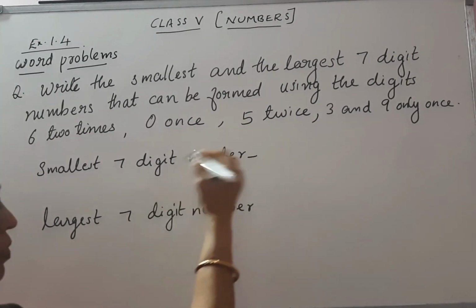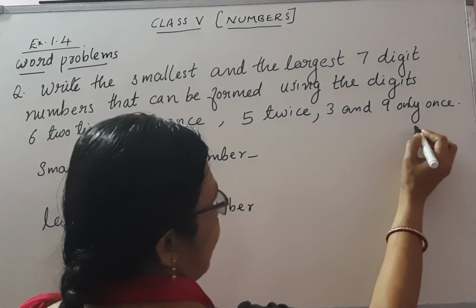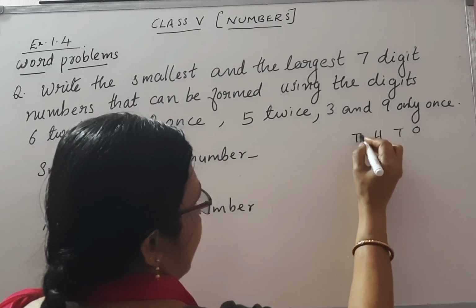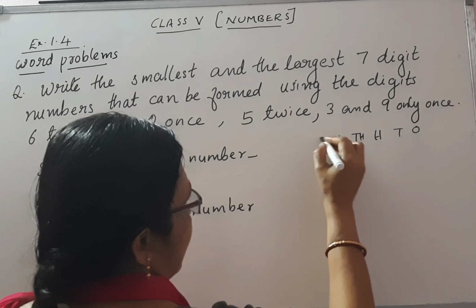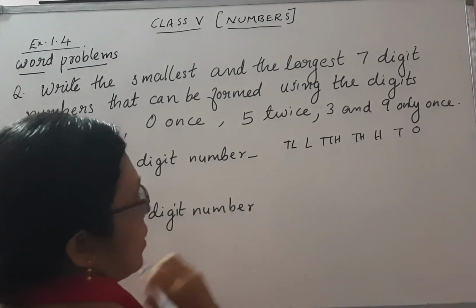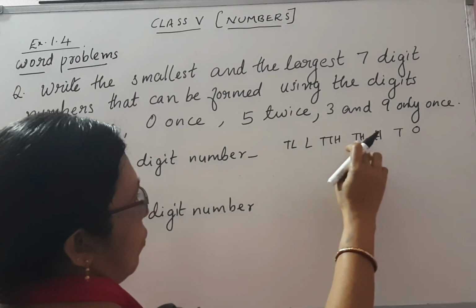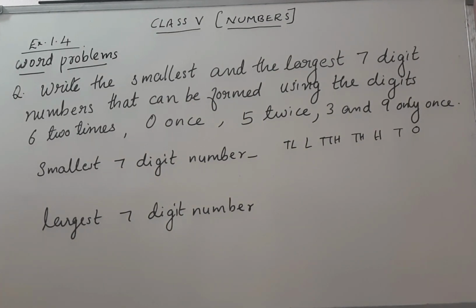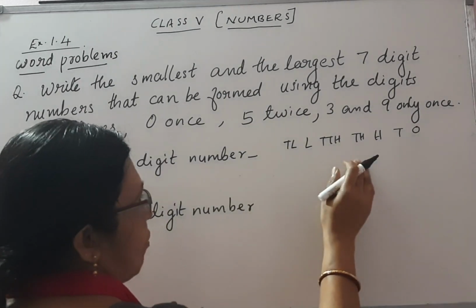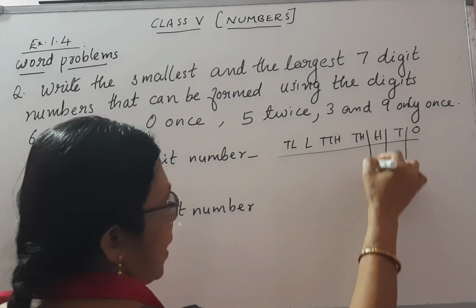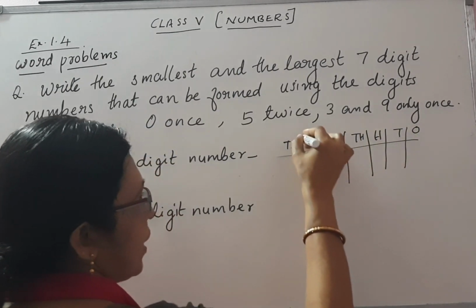For the smallest 7-digit number, first we write the place values, 7 place values. You have to trace ones, tens, hundreds, 1,000, 10,000, lakhs, 10 lakhs. So we can see 1, 2, 3, 4, 5, 6, 7. How many places are there? 7 places. So a 7-digit number means it starts from 10 lakhs. I have written 7 places here. Now you have to place the digits in each place.